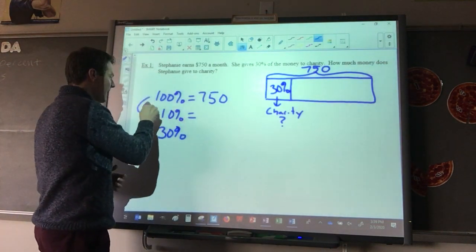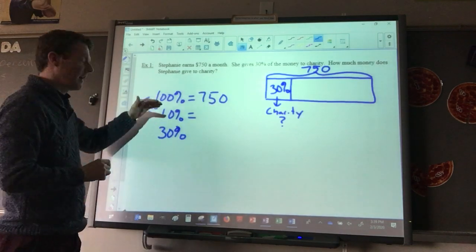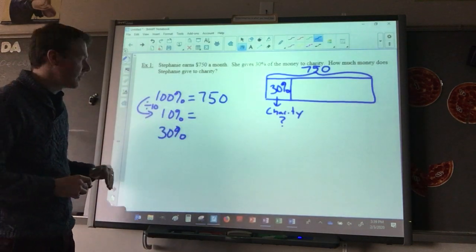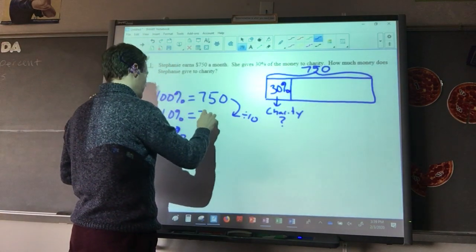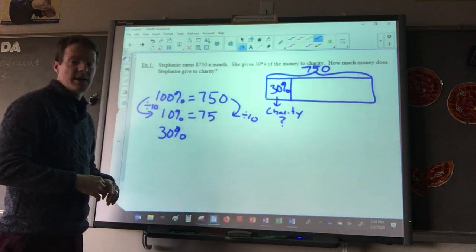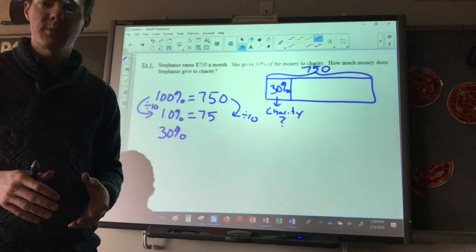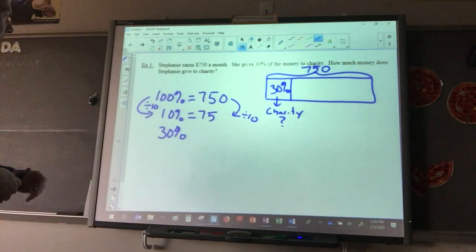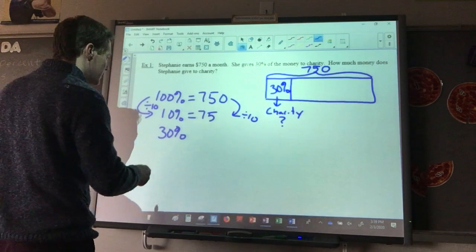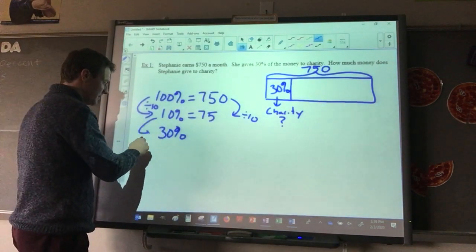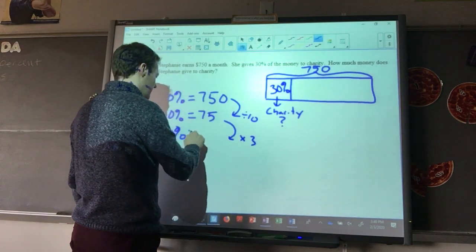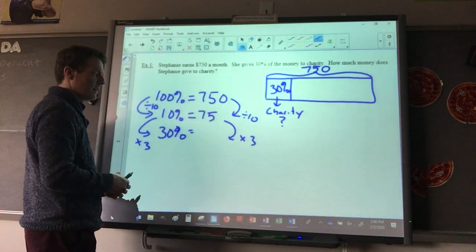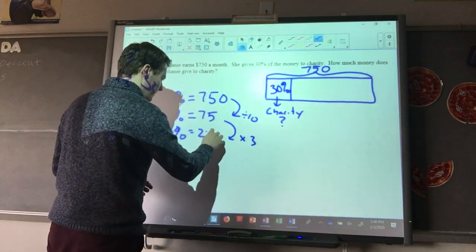I will go to 10%. If I divide by 10, then I can get 10%. 10% of her earnings is dividing by 10, which is 750. Oh, I'm sorry, which is 75. That's what 10% of her earnings would be. And then 30% of her earnings is 3/10. So that's times 3. I'll triple this.